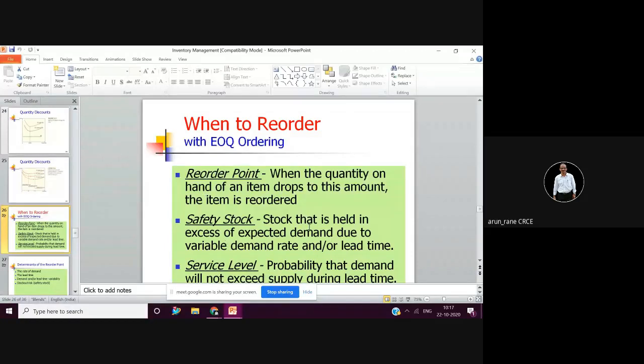Sometimes what happens, the demand rate fluctuates. All of a sudden, suppose you get a bigger order, then you should have a stock. Or sometimes your plant or your machines break down, and then you are not able to cope with the regular demand. At that time it's always better to have a safety stock so that you can supply and satisfy the customer's demand.